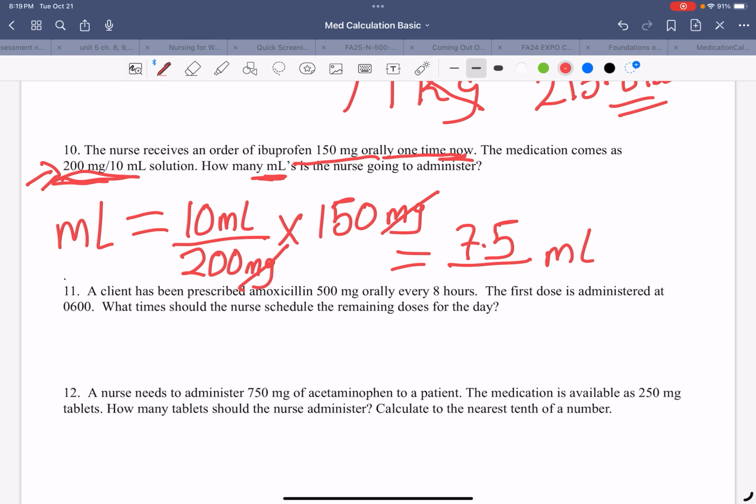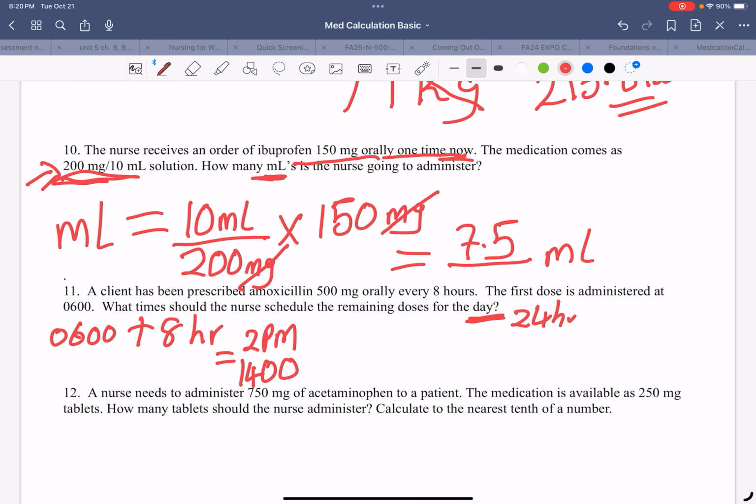So the client has been prescribed amoxicillin 500 milligram orally every 8 hours. The first dose is administered at 600. What time should the nurse schedule the remaining doses for the day? Again, in a day we have 24 hours, right? So the first one was given in the morning at 600. So now you can just add 8 hours. What would that give you? That would be 2 p.m., right? Which is 1400. So now if you add an additional 8 hours to this, what would that give you?